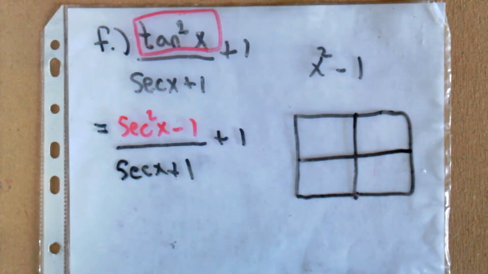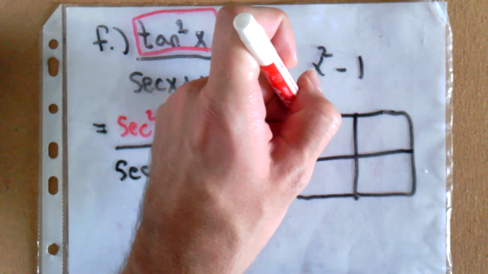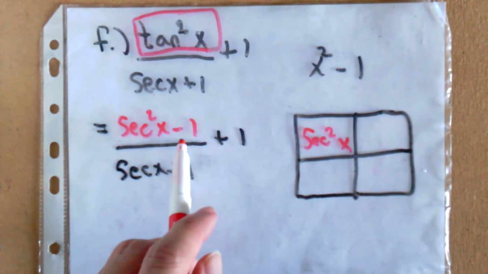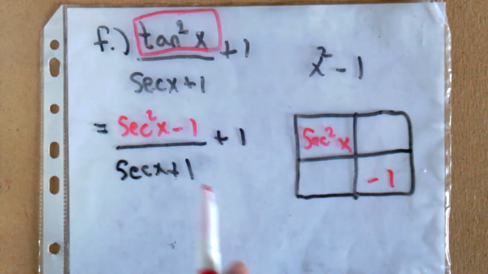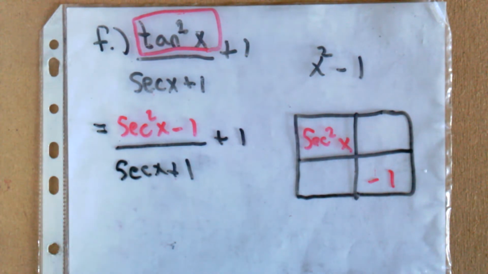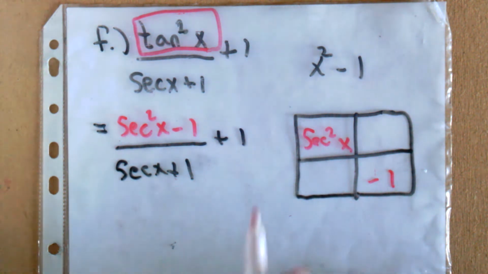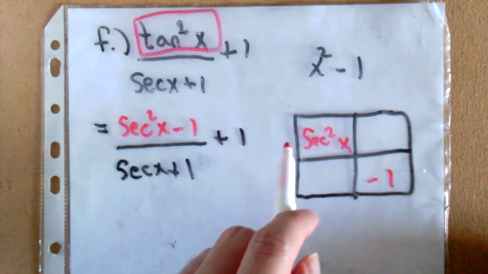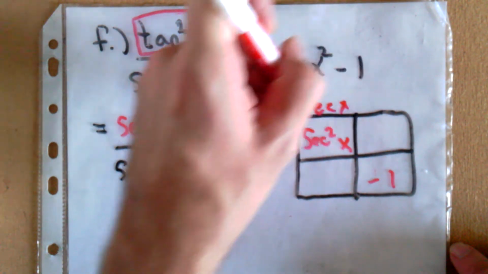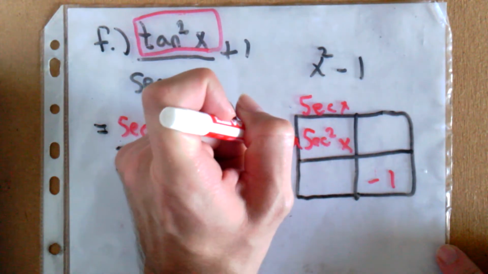So again, the first term goes in the first square. So secant squared goes here. And then we just go down the diagonal. Our next term, minus 1, goes in the next square. Notice we don't have a middle term this time. That means our middle term is 0. Okay, so what two numbers multiply to get secant squared? Well, just like when we have x squared, we would put x and x. To get secant squared, we get secant times secant.